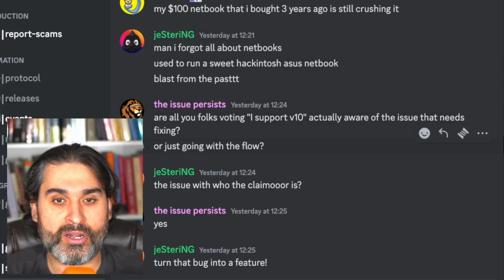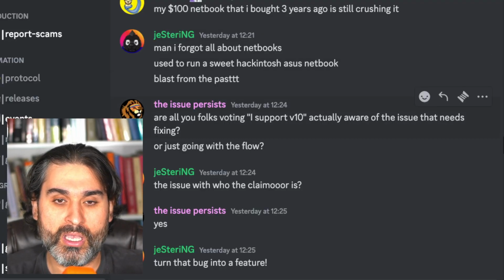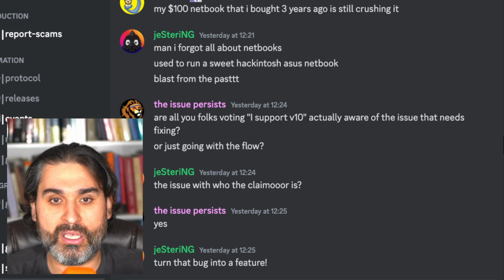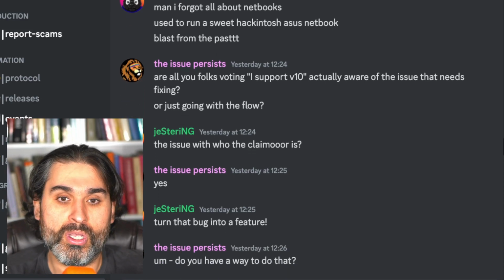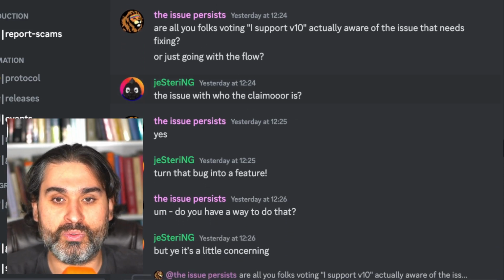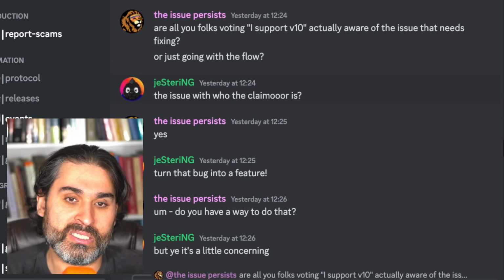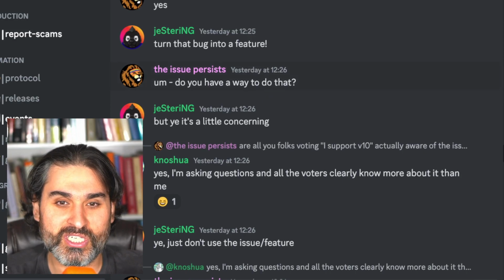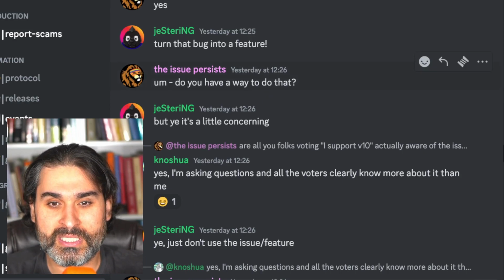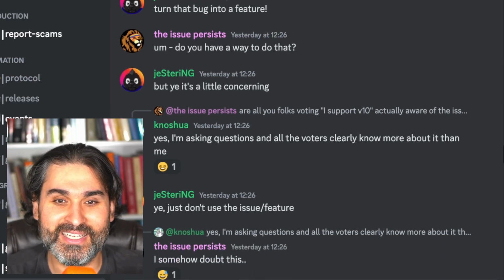Right, and then here Ramana was talking with other people in trading, saying, are all you folks voting I support version 10 actually aware of the issues that need fixing, or just going with the flow? And then Sneaky says the issue with who the claimer is. And Ramana says yes, and says turn that bug into a feature. But then Osho says, I'm asking questions. All the voters clearly know more about it than me.